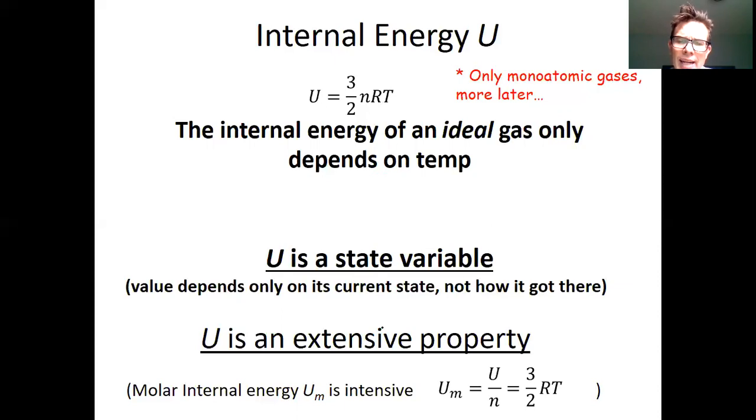The other thing is that U is an extensive property. If I double the number of molecules of gas, you get twice as much energy in the system. So it's extensive. And you'll see this throughout the course. There's an intensive version of this called the molar internal energy, U sub m. It's also sometimes written like this, U bar. U sub m is U divided by n, number of moles, and that is simply 3/2 RT. So this is the internal energy per mole. With those definitions, we can move on to define the first law of thermodynamics.